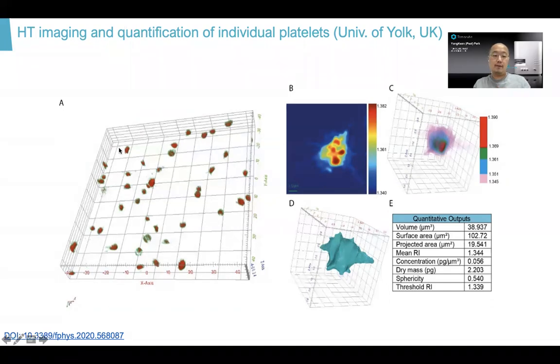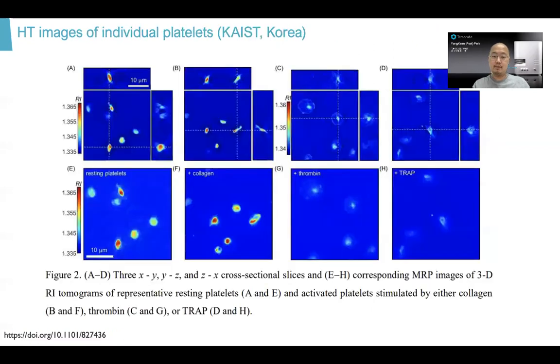So this is the wide field imaging of the platelet in 3D. And if you just take out one of the cells, then you can perform quantitative imaging analysis. Since we have the three-dimensional tomogram in terms of refractive index, you can retrieve those physical parameters as I mentioned in previous slides. And our group at TIES has also studied the activation of platelets and their morphological alteration during this activation process.